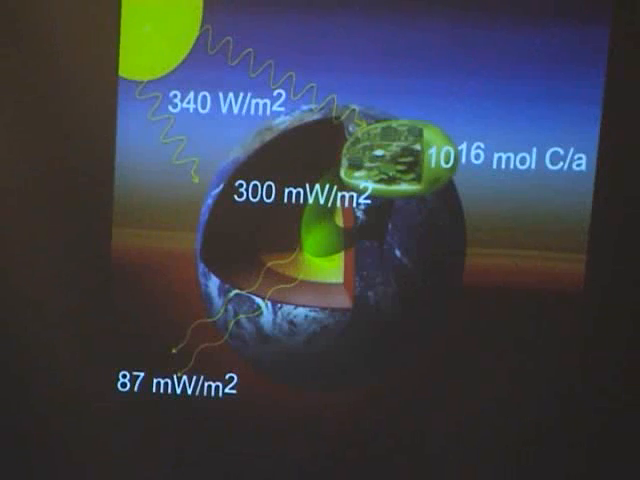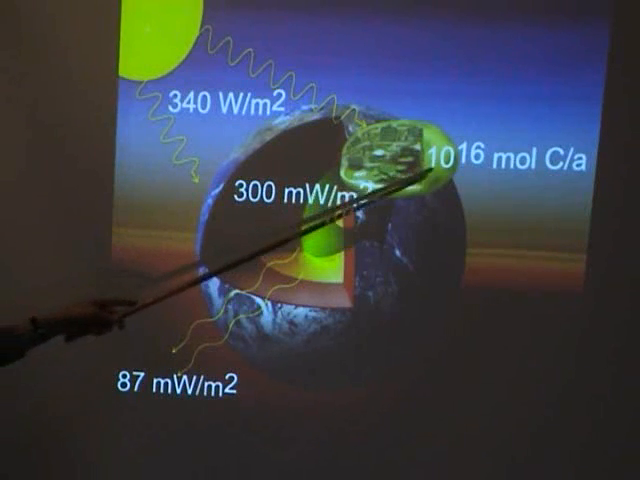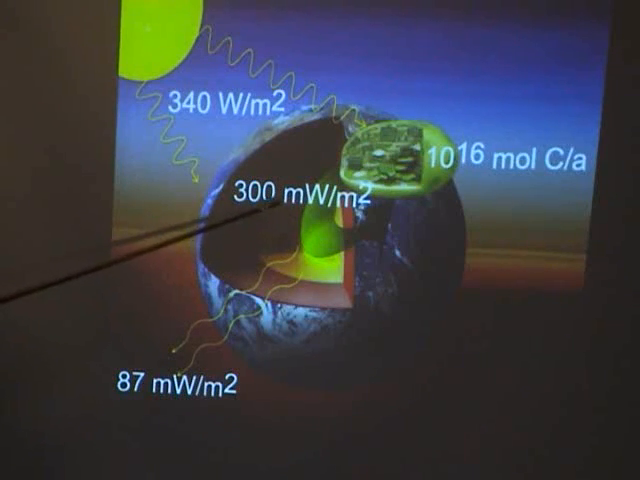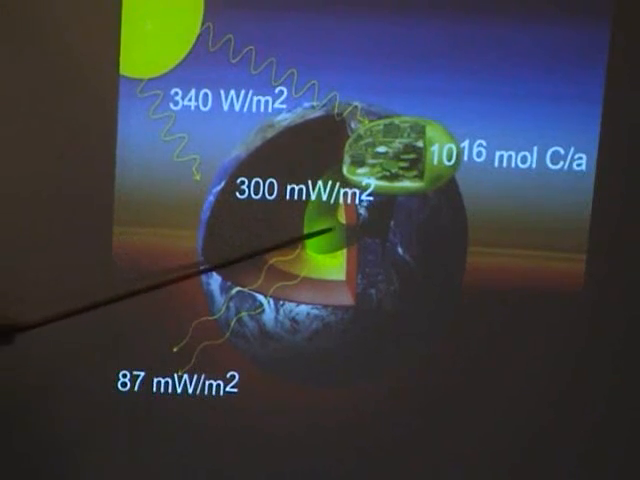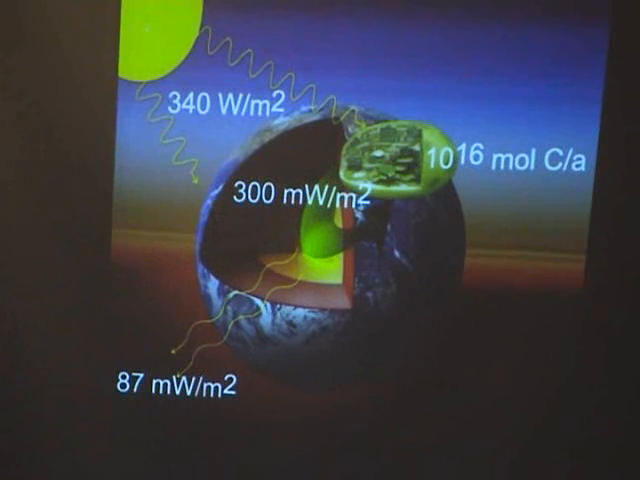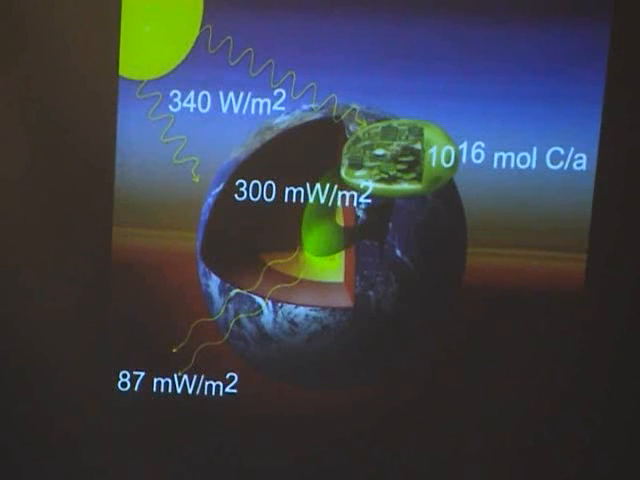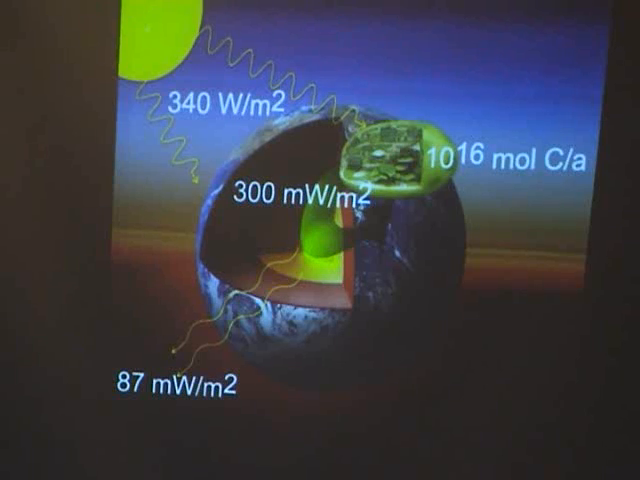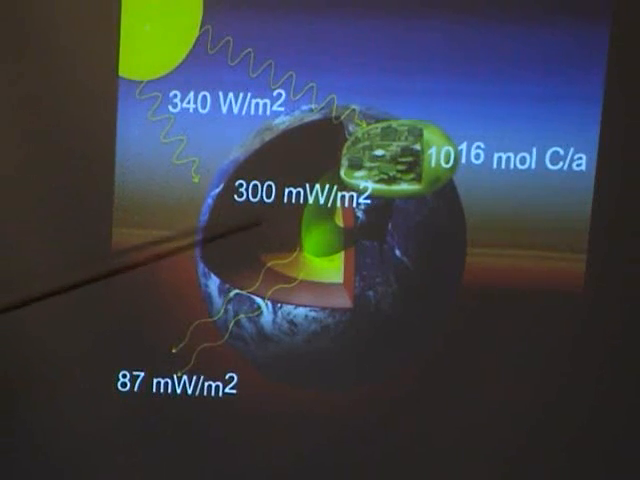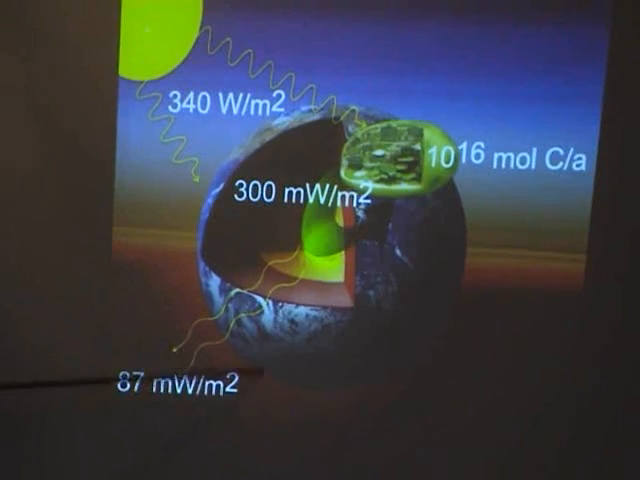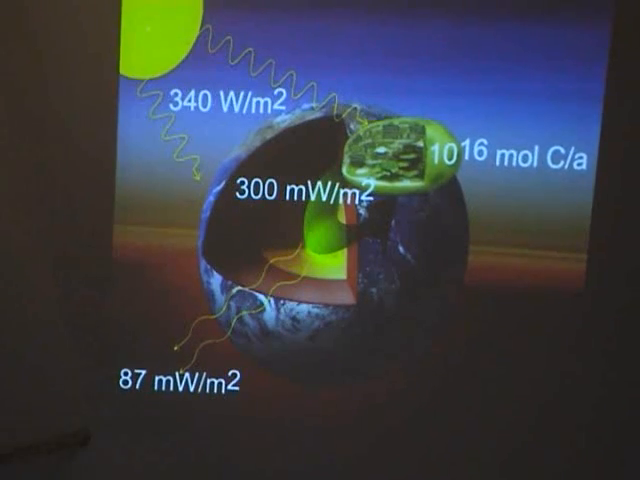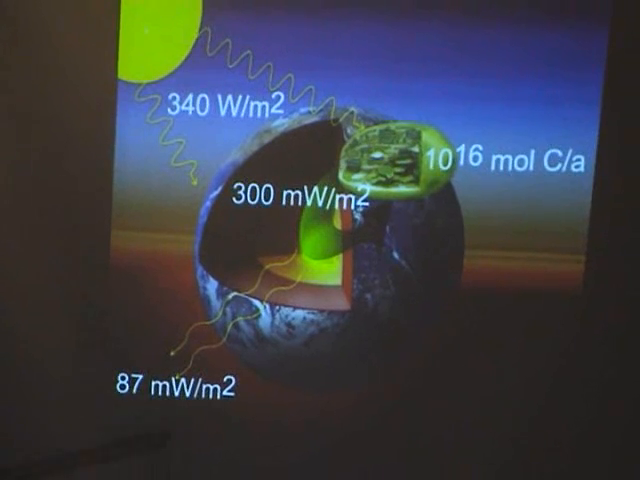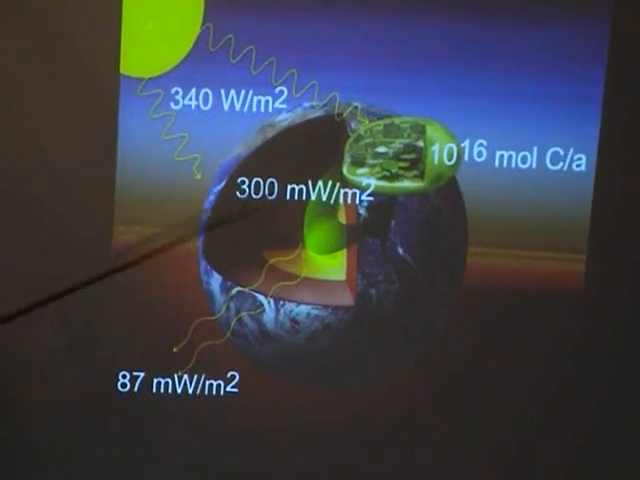So if you just take the annual photosynthetic conversion of solar energy into chemical energy, it turns out that you use 10 to the 16th mole of carbon per year, which is equivalent to 300 milliwatts per square meter of Earth. Every day, every 24 hours, you convert 300 milliwatts of solar energy into chemical free energy on the surface of Earth. You compare that to what we thought was the geologists' driving force, the 87 milliwatts down here. They don't work for anything. This is the real thing.